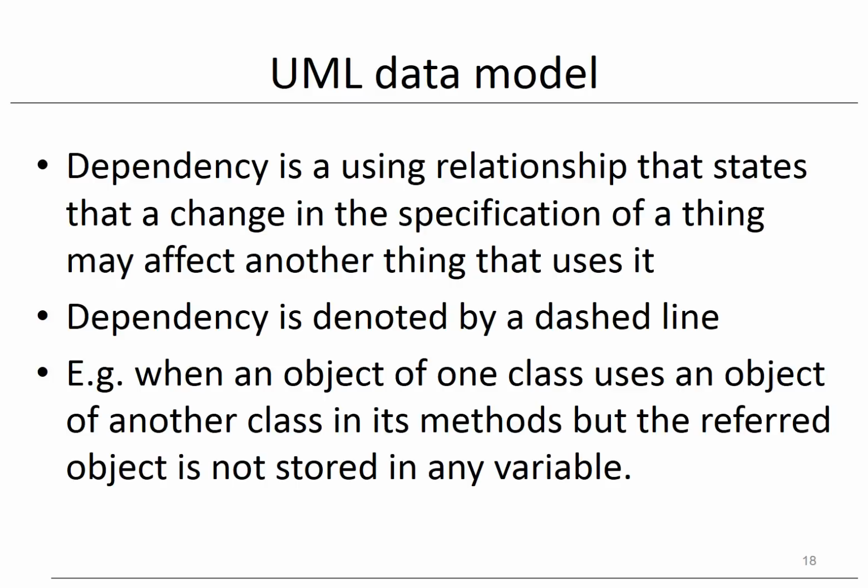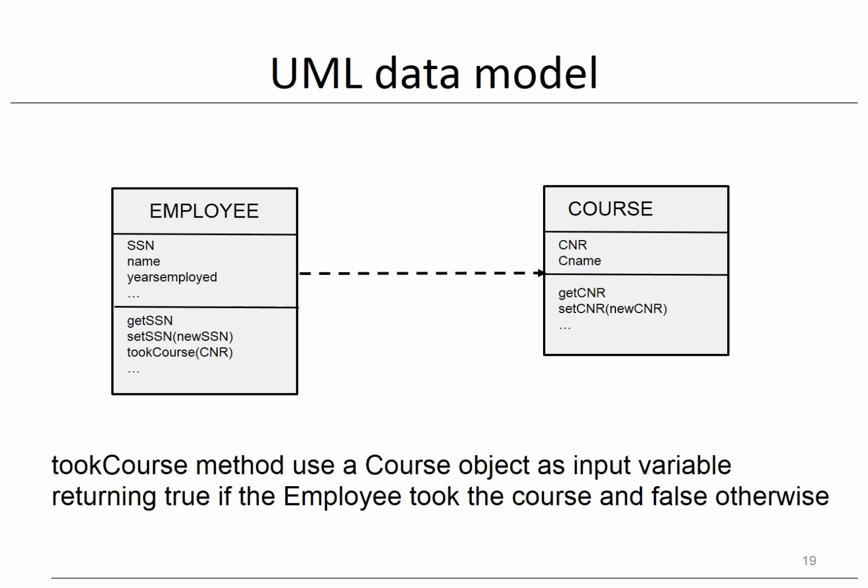Let's illustrate this with an example. We have two classes, employee and course. Let's say an employee can follow courses as part of a company education program. The employee class includes a method toCourse which determines whether an employee followed a particular course represented by the input variable CNumber. Hence, an employee object makes use of a course object in one of its methods. This explains the dependency between both classes.